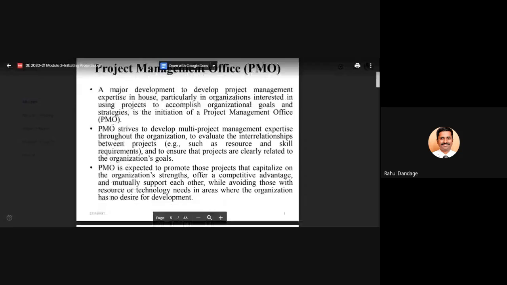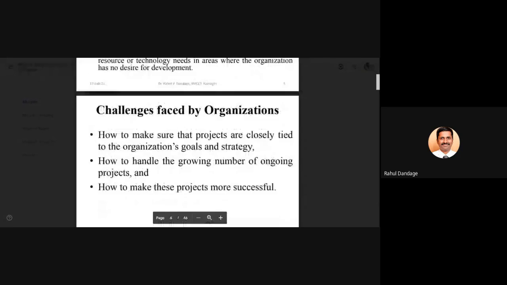Some challenges which are faced by organizations: how to make sure that projects are closely tied to the organizational goals and strategies. So that is one of the challenges we have to make sure. Which method should be implemented, which method should be applied to ensure that whatever projects you are going to consider are closely tied with the organizational goals and strategies or not. Second challenge is how to handle the growing number of ongoing projects.